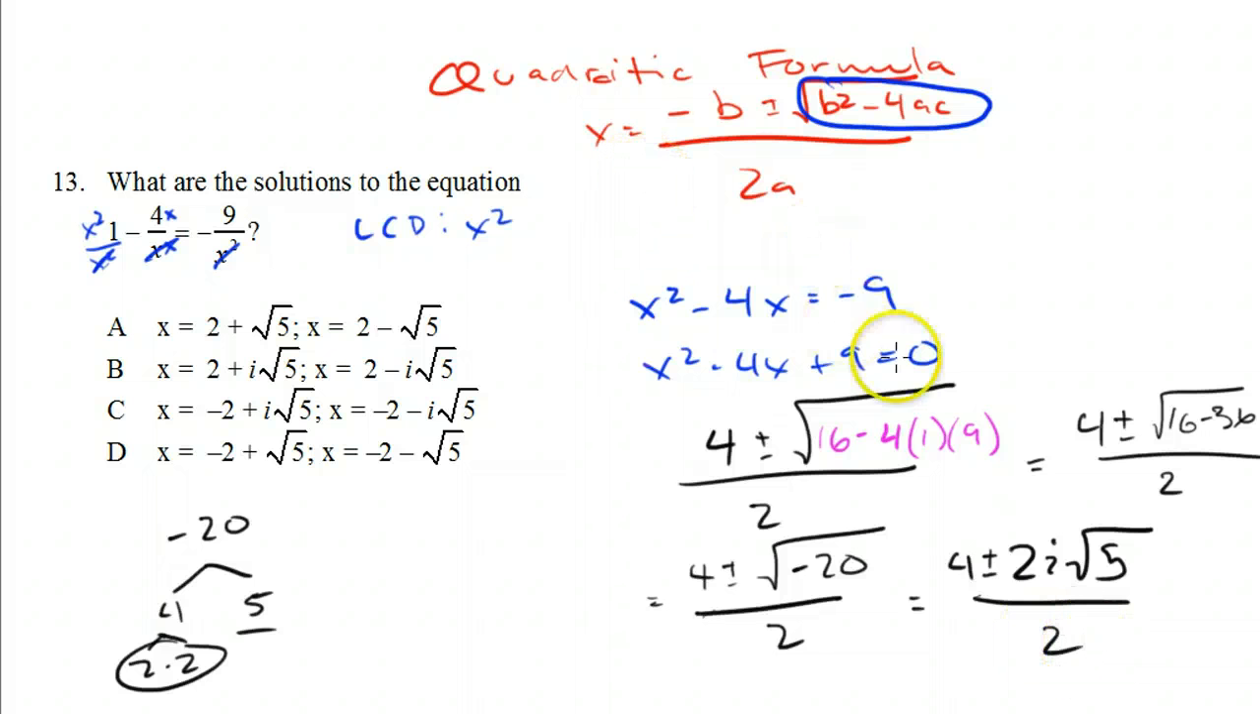Now this is again the step where most people mess up, is simplifying this. Remember, it's all over 2a, so I have to distribute this division by 2. So multiplication, division, they both distribute. I have to divide them both by 2. So 4 divided by 2 is 2. And here the 2 divided by 2 cancels out. I'm still left with the i root 5. So my answer is positive 2 plus or minus i root 5, which is B.